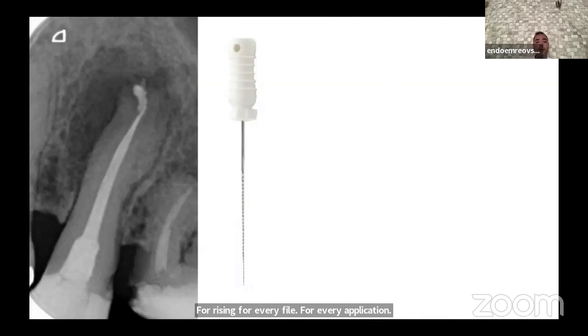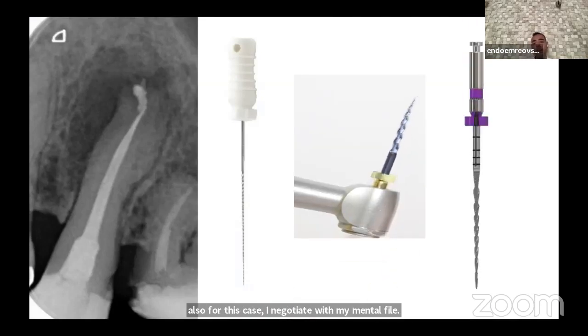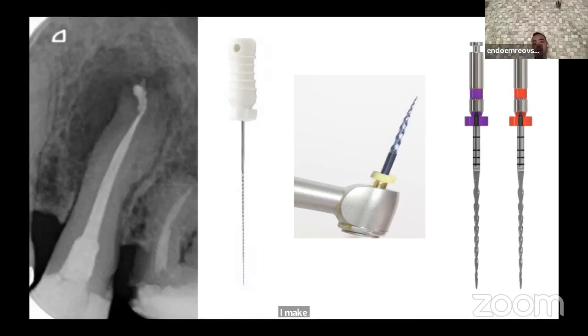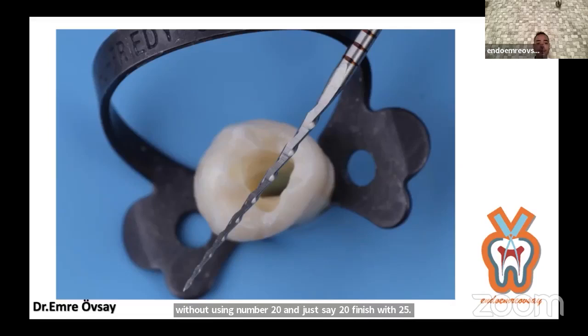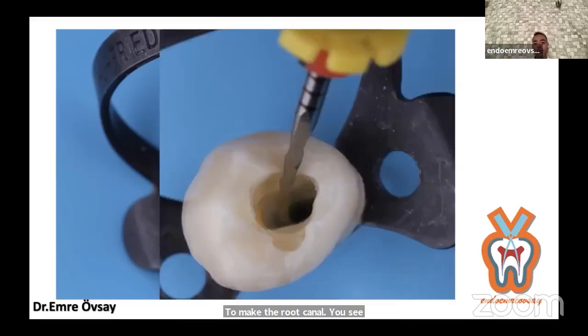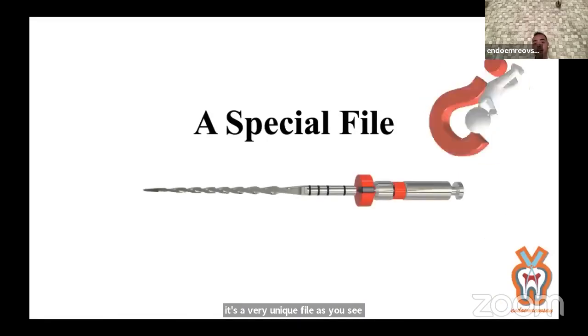Also for this case, I negotiate with my nano file, I make the coronal access, and I go through with F1 without using number 20, and finish with 25 to shape the root canal. You see the file design under the 20x microscope. It's so flexible, so powerful, and it's a very unique file, as you see. And a special file. Why is it a special file?